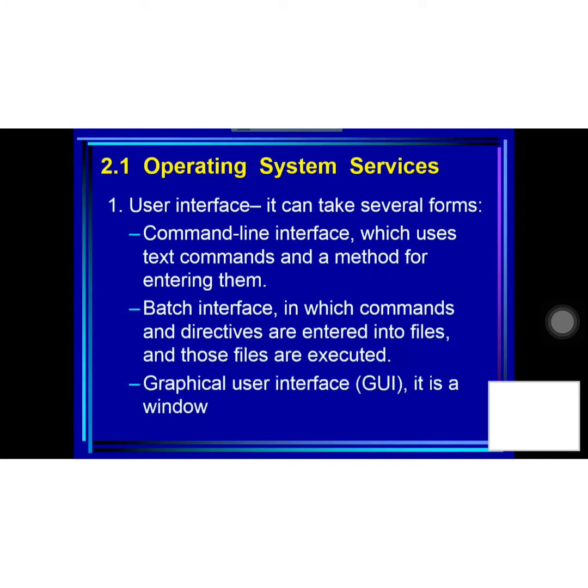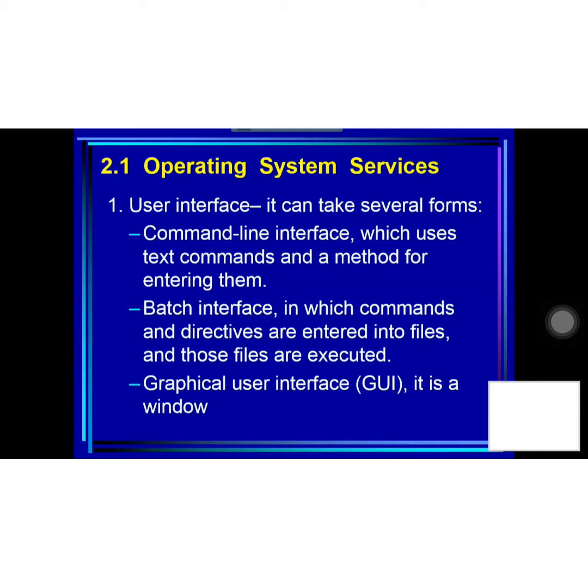First section, Operating System Services. An operating system provides an environment for the execution of programs. It provides certain services to programs and to the users of those programs. One set of operating system services provides functions that are helpful to the users.